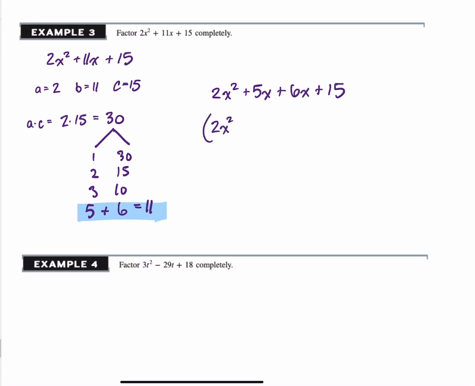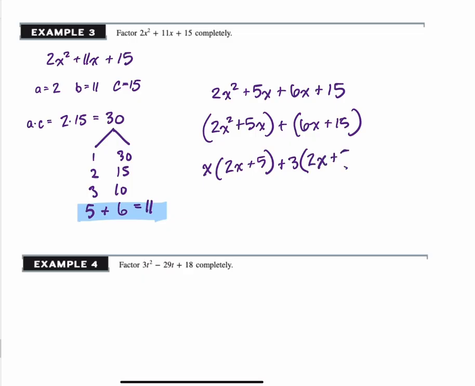Let's put these into 2 sets of parentheses. In the first set, they both have one x in common, so I can take an x out. I'll be left with 2x plus 5. In the second set, it looks like they're both divisible by 3. So I can take a 3 out. 6 divided by 3 is 2. Still has an x. 15 divided by 3 is positive 5. So our common factor is 2x plus 5. And then we'll have x plus 3 left over.